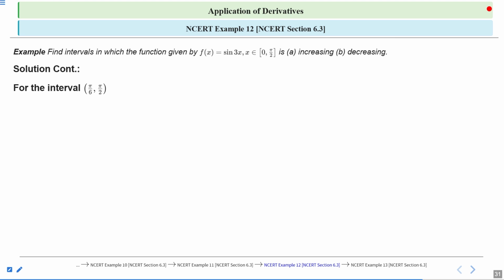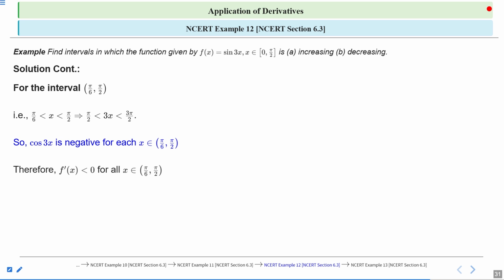Now for the interval pi by 6 to pi by 2, let us see. If x belongs to pi by 6 to pi by 2, then 3x will belong to pi by 2 to 3 pi by 2, right? So cos 3x is negative for each x belonging to pi by 6 to pi by 2. Therefore, f dash x is less than 0 for all x belonging to pi by 6 to pi by 2, okay?